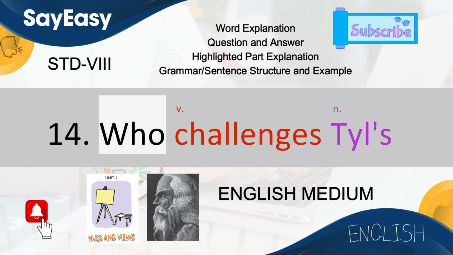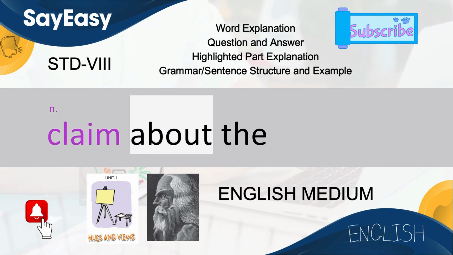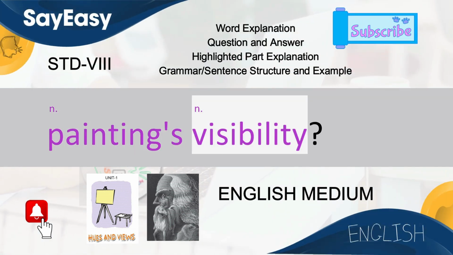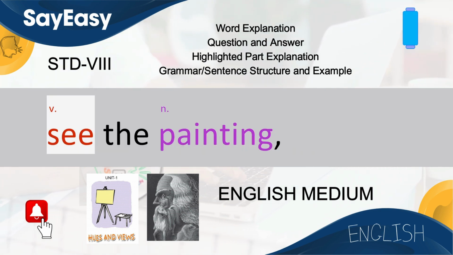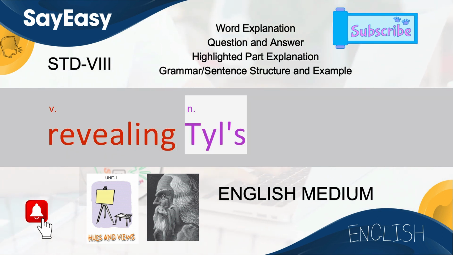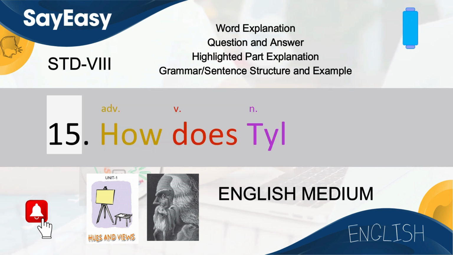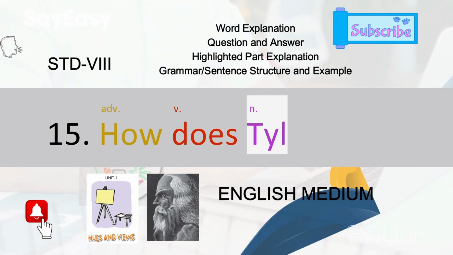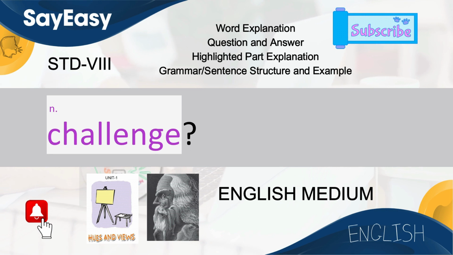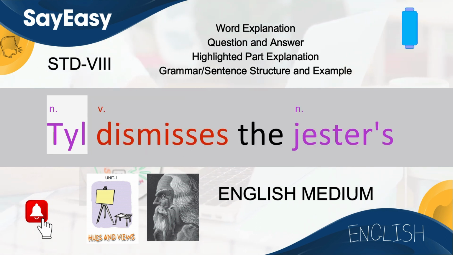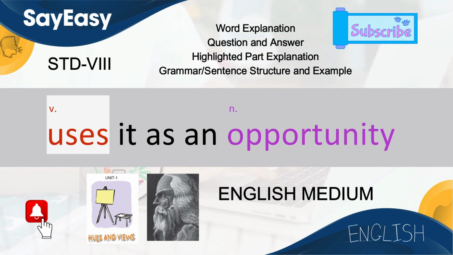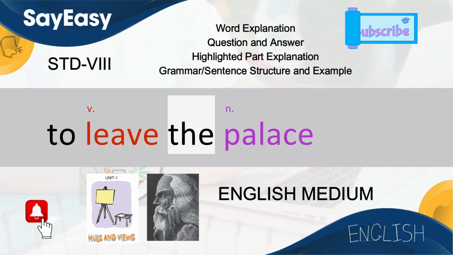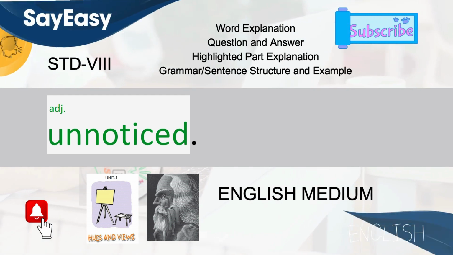14. Who challenges Tivael's claim about the painting's visibility? The Duke's jester declares his inability to see the painting, revealing Tivael's deception. 15. How does Tivael respond to the jester's challenge? Tivael dismisses the jester's words as foolishness and uses it as an opportunity to leave the palace unnoticed.